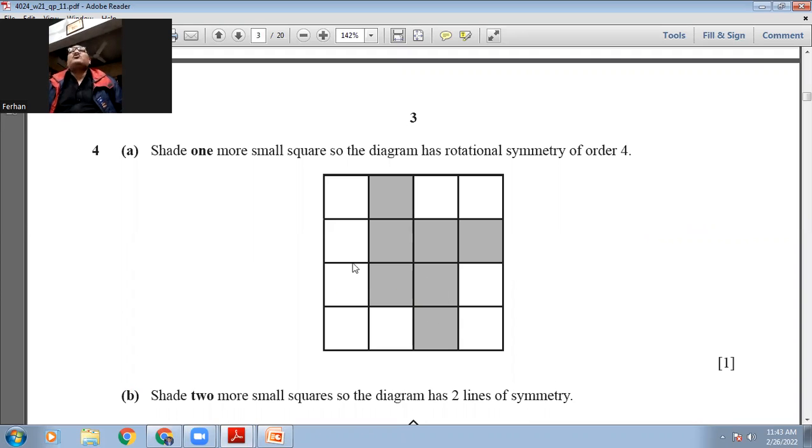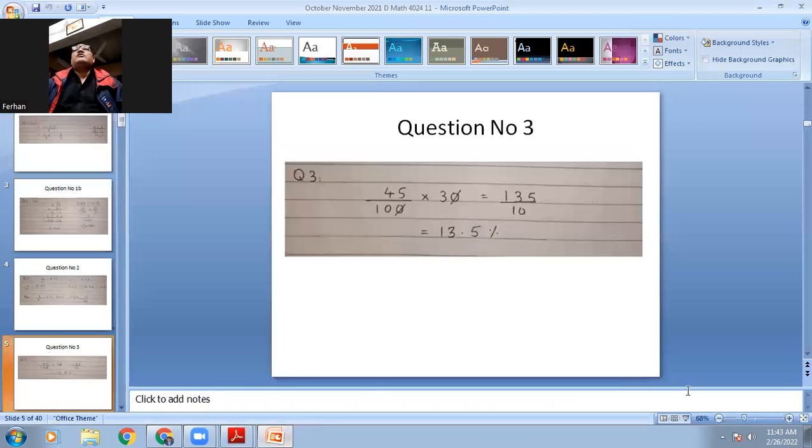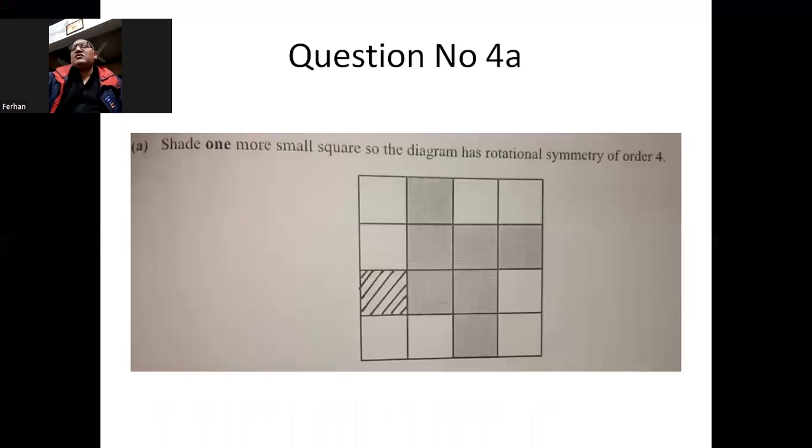So shade this one. The order of rotational symmetry 4, it should have 4 blades, and that blade will be here. This is one blade, second blade, third blade. So this one will be the 4th blade. So let me show you. Here you can see that we have shaded this square, and this makes this figure of the rotational symmetry of order 4. Hopefully you understand.